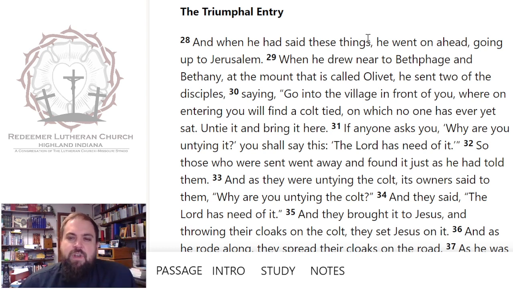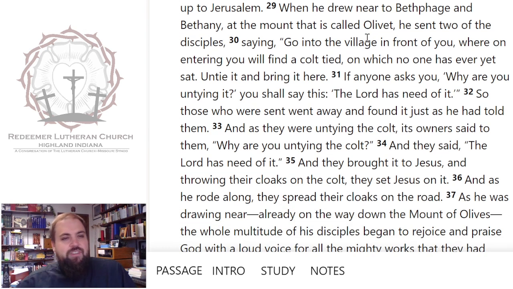So those who were sent went away and found it just as he had told them. And as they were untying the colt, its owner said to them, "Why are you untying the colt?" And they said, "The Lord has need of it." And the people just said, sure, steal our donkey. Sure. It's a miracle right there. But it happened just as Jesus said.